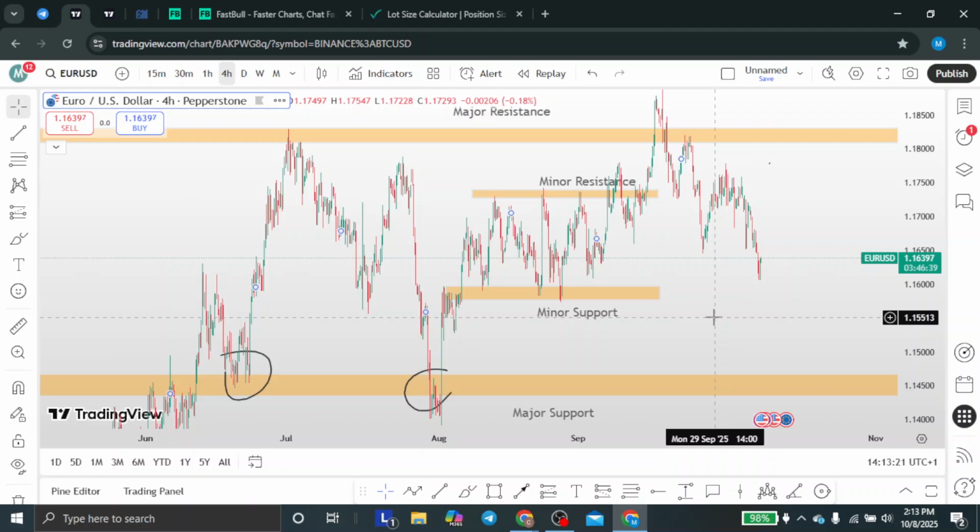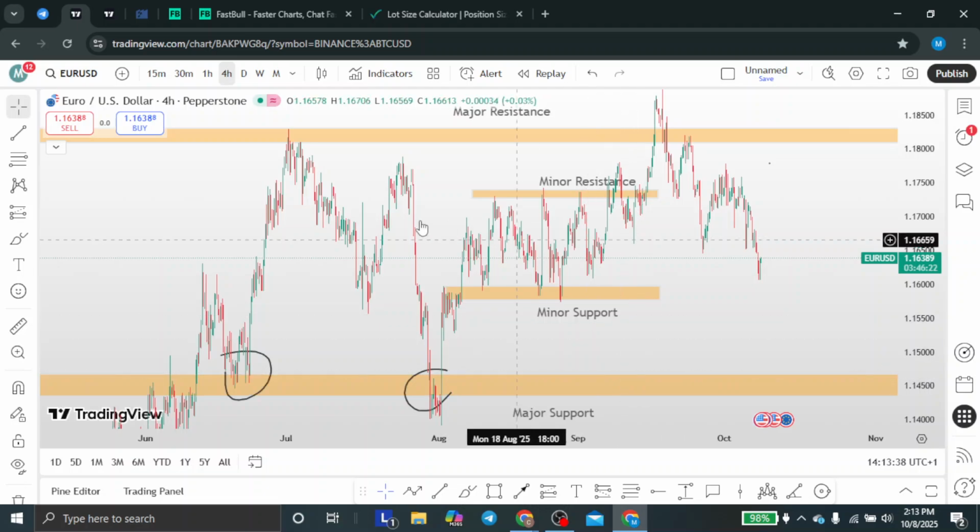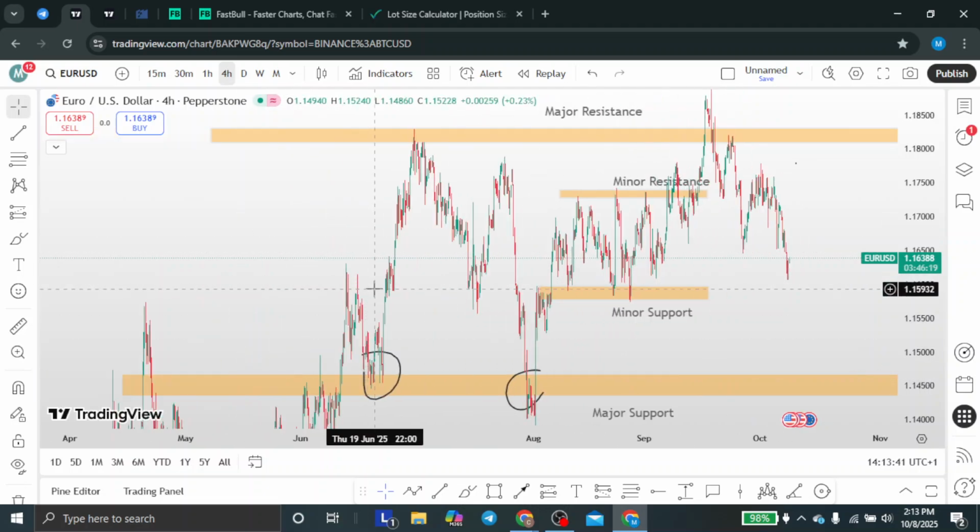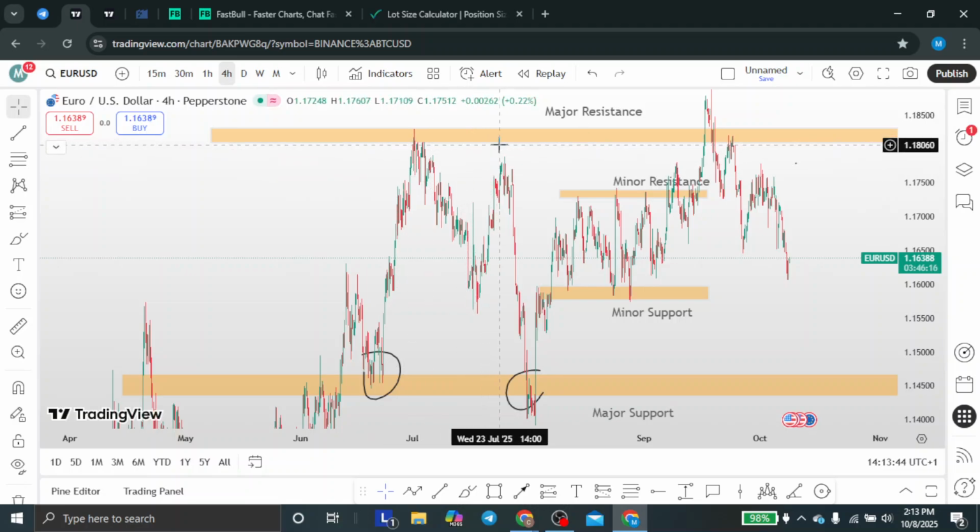So for the 4 hour, we don't want to go below the 4 hour chart in order for us to make a decision. For us to do analysis, we want to first of all identify our major resistance and our major support. Those are the key levels, the higher zones, the strong zones. Those will be our major zones.